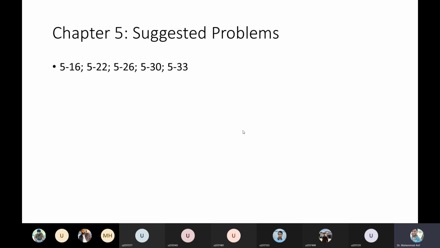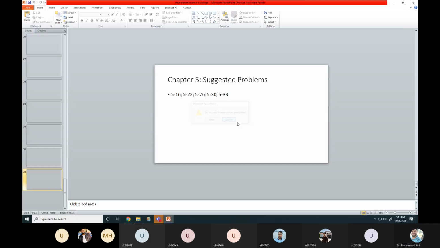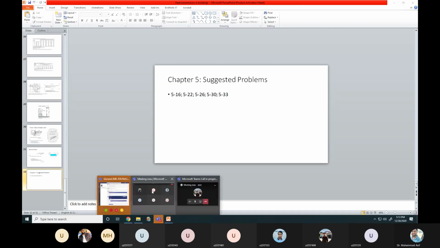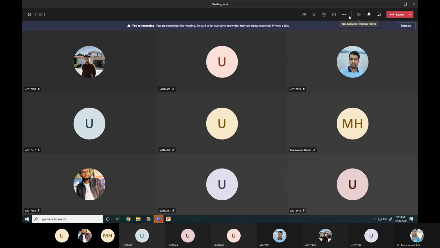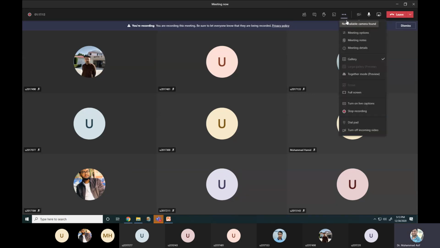So I suggest you practice these numerical problems. They are very similar to the concepts that we discussed in our class. I think one of them is through a wall, one is through the roof, one is through the buried pipe, and one is through the slab. So one problem for each topic. You should practice this, right? If you have any question, you can ask me. Do you have any question?